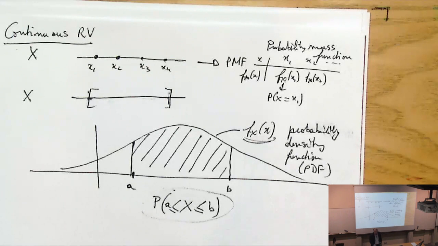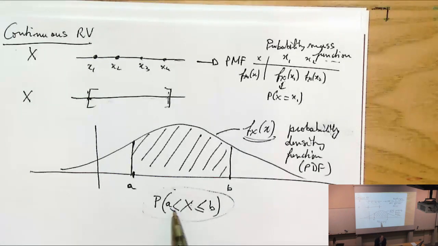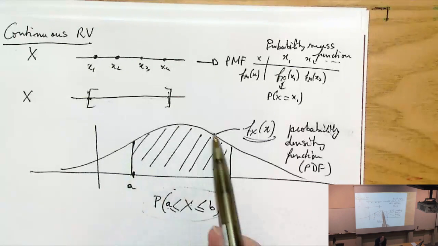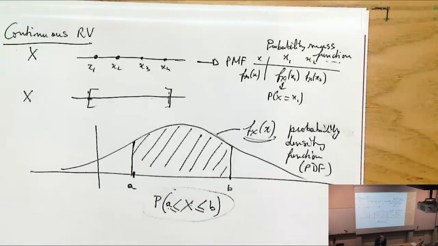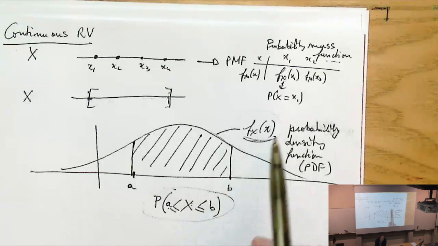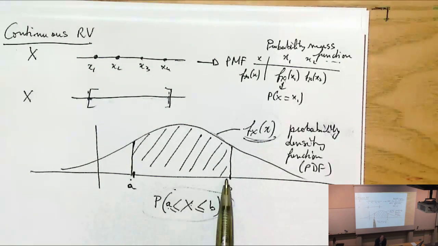Fx of x is just a density. That means only once you integrate over a certain interval do you actually get the probability. So the probability of x between a and b is given by essentially the area under this curve, or in other words, the integral of the probability density function between the two boundaries a and b.